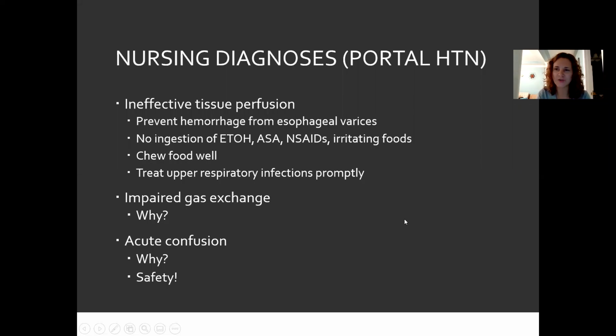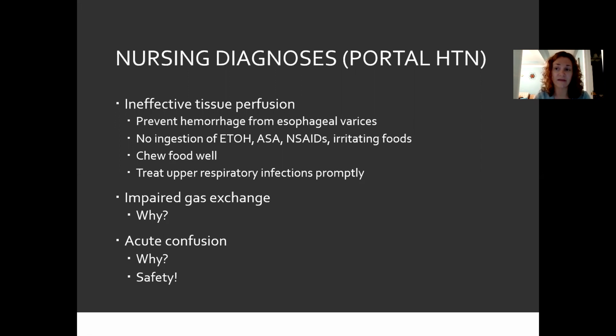So if we have a patient with liver failure that has led to portal hypertension and ascites. Ascites takes up so much space within the abdomen and the peritoneal cavity, it's going to put pressure and decrease the space in the thoracic cavity. Our lungs aren't going to be able to expand properly, so we'll have impaired gas exchange from that. And then acute confusion, why is that? That would be if a patient went into hepatic encephalopathy.